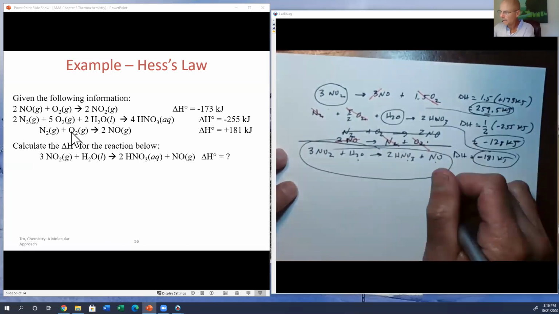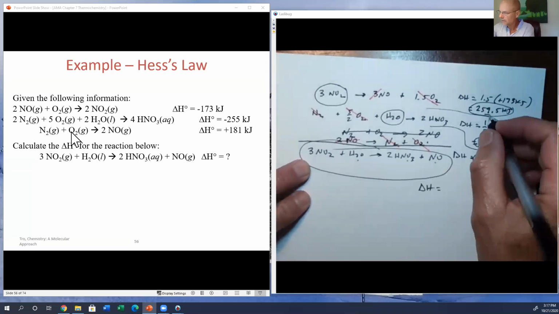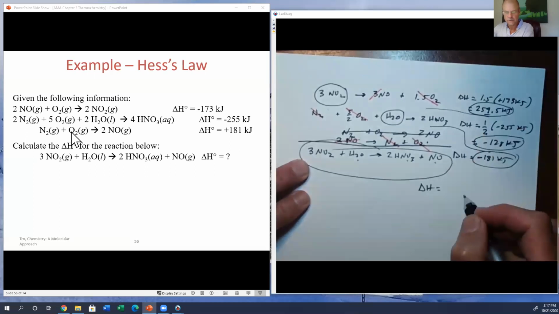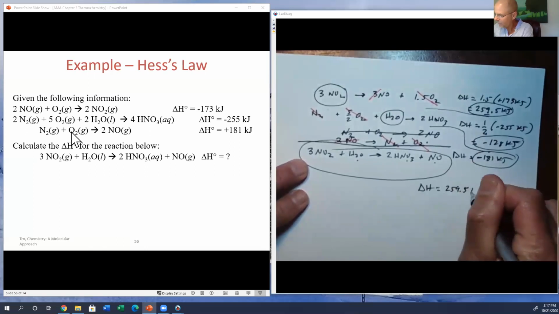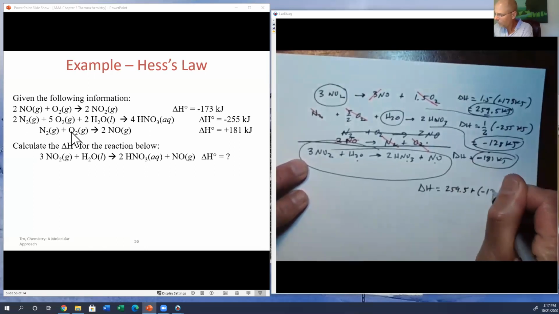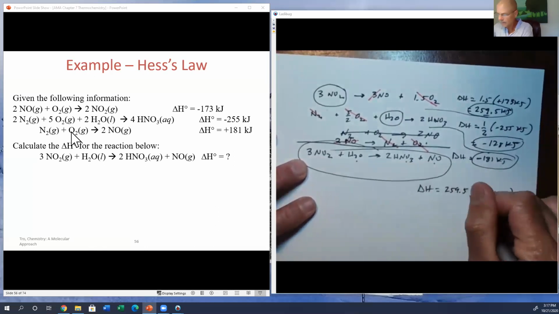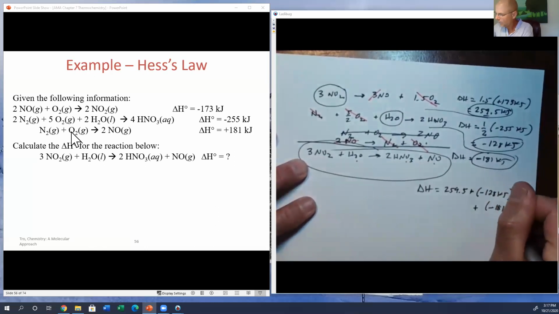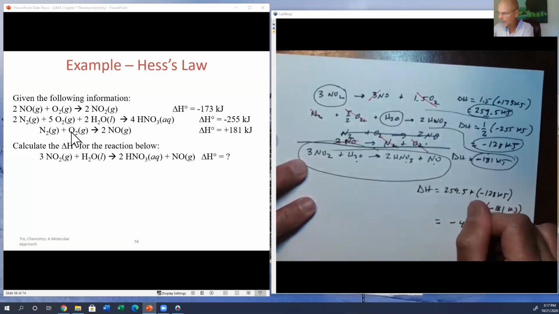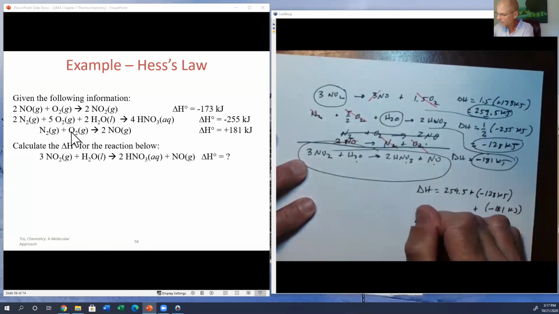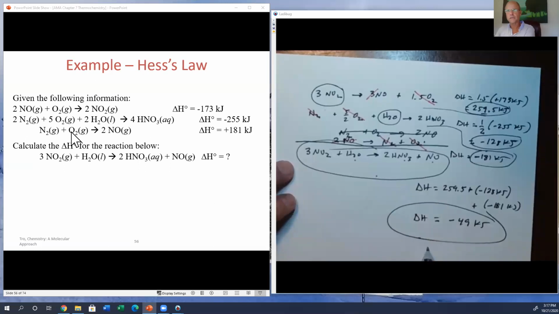So therefore, delta H for this overall reaction is equal to the sum of these three delta H's, right? So that's 259.5 plus negative 128 kilojoules plus negative 181 kilojoules. And if I sum that all up, I get minus 49 kilojoules. So delta H for that reaction is minus 49 kilojoules.